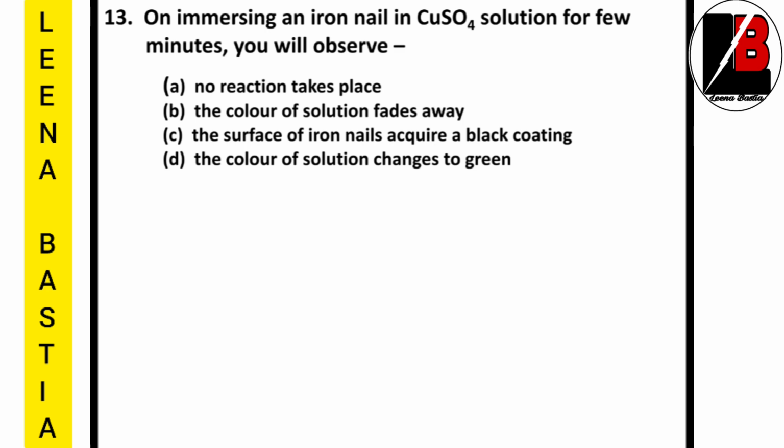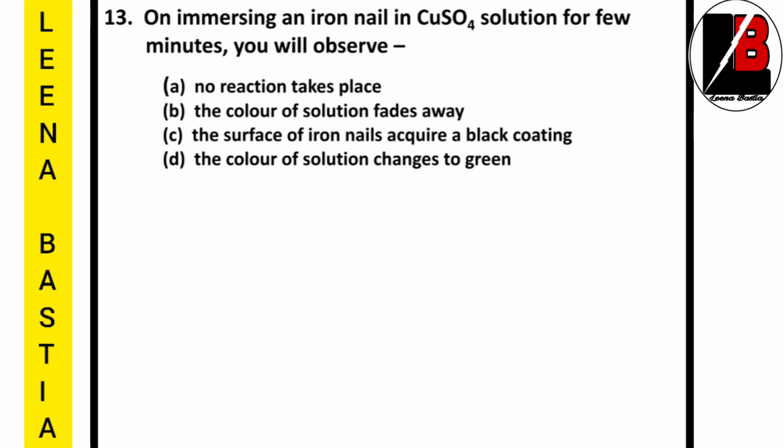Now let us move on to question number 13. On immersing an iron nail in copper sulfate solution for a few minutes, you will observe: option A, no reaction takes place. B, the color of solution fades away. C, the surface of iron nails acquires a black coating. D, the color of solution changes to green.